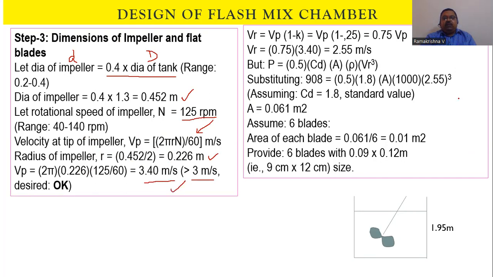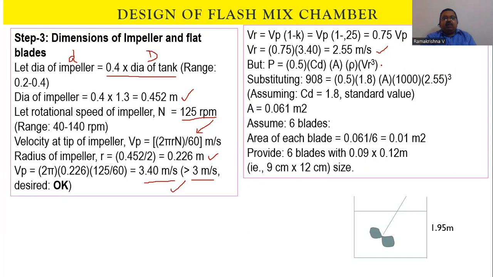What next? We have to calculate the size of the blades. So how to calculate the size of the blades? First of all, we should know the relative velocity. Relative velocity is nothing but 75% of the paddle velocity. Paddle velocity is already calculated as 3.4. 75% of that is 2.55 meter per second.